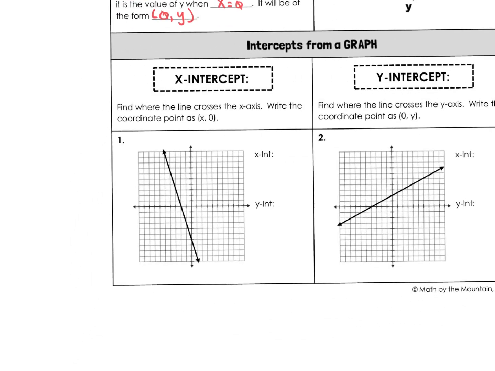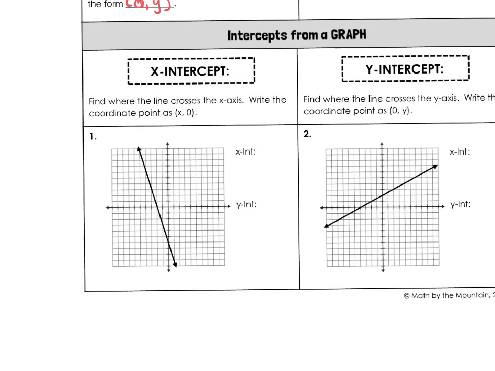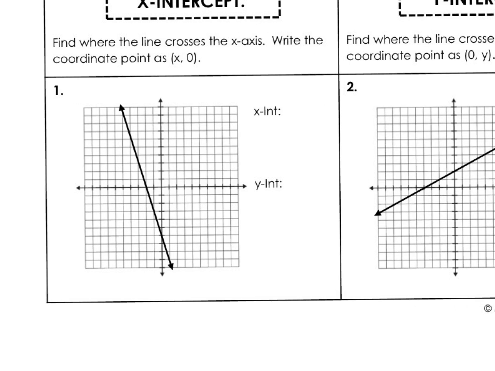All right. Our example says, find where the line crosses the x-axis and write the coordinate. To find the x-intercept, write the coordinate as (x, 0). So we'll do that. It crosses the x-axis right here. We'll start at 0, -1, -2. So the x-intercept is (-2, 0).